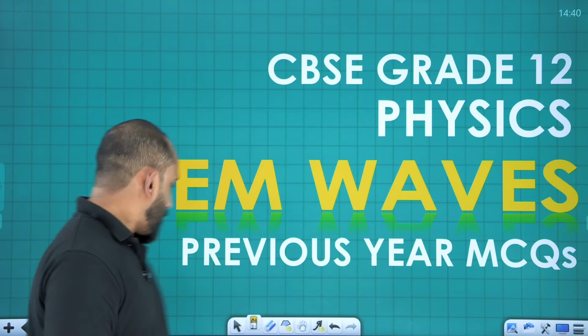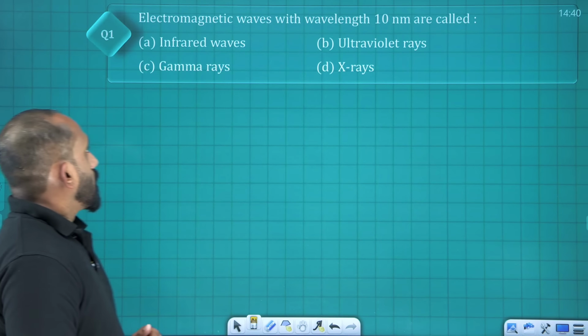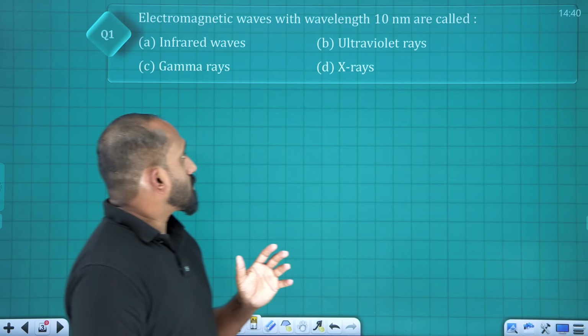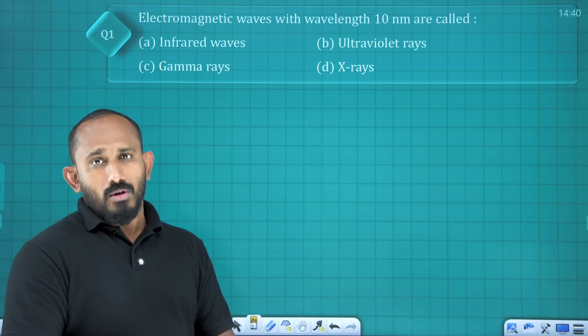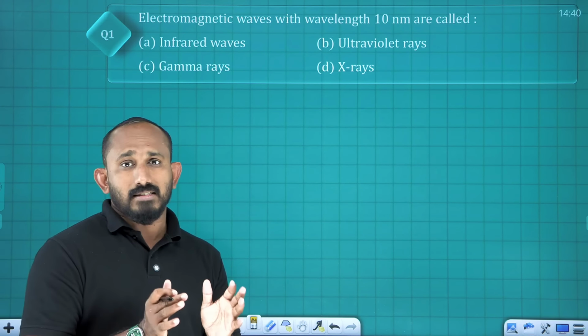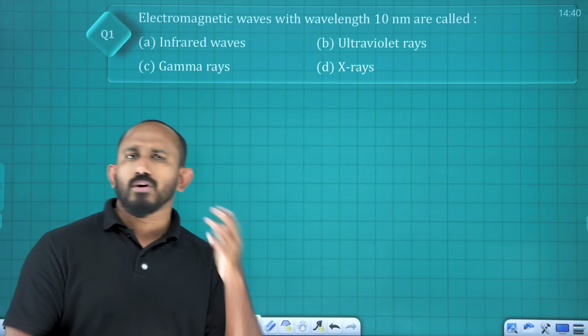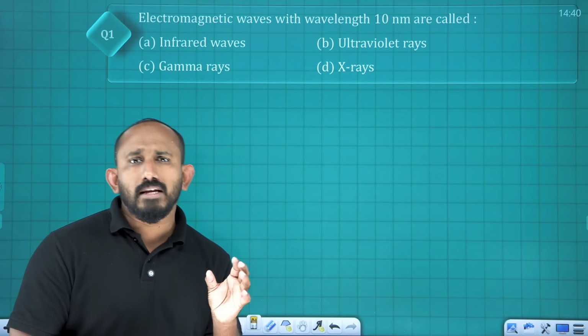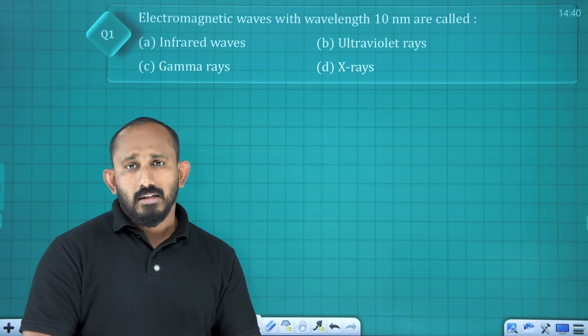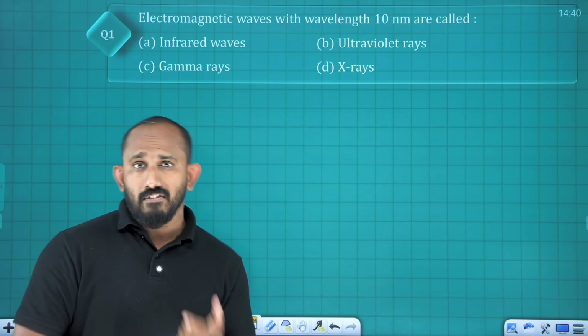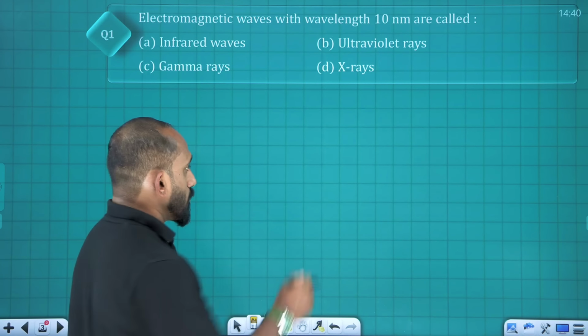Question number 1. Electromagnetic waves with wavelengths 10 nanometer are called. So here, the first idea is the electromagnetic spectrum you should be thorough with. In many different orders you can do it. Suppose you arrange these electromagnetic waves in the ascending order of wavelength, then it will be like this way.